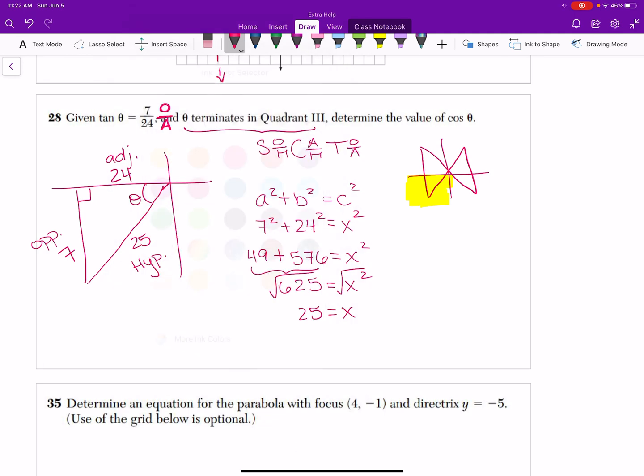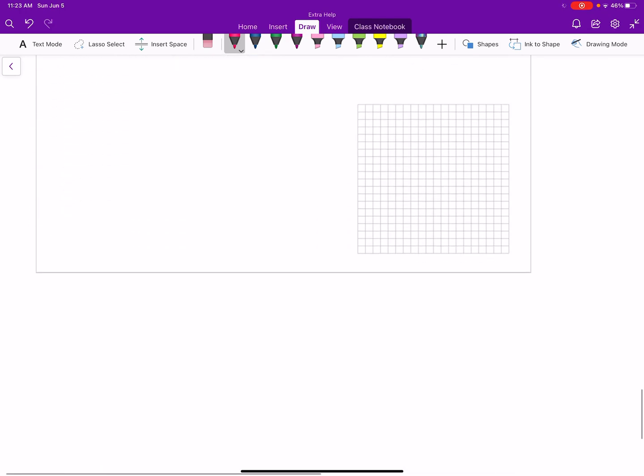So now if we want cosine, cosine is adjacent over hypotenuse. We get 24 over 25. And the last thing we're going to always do in every trig question is ASTC. Since this is the third quadrant where tangent is positive, our cosine answer has to be negative. So we should be getting negative 24 over 25.